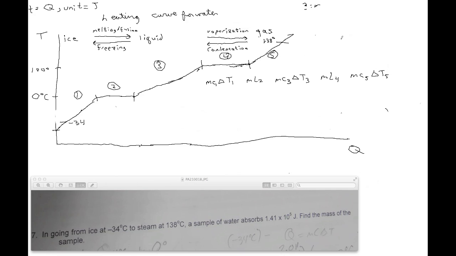Now Q total is equal to mc1 delta T1 plus m L1 plus mc2 delta T2 plus m sub 2 L sub 2 plus mc3 delta T3.